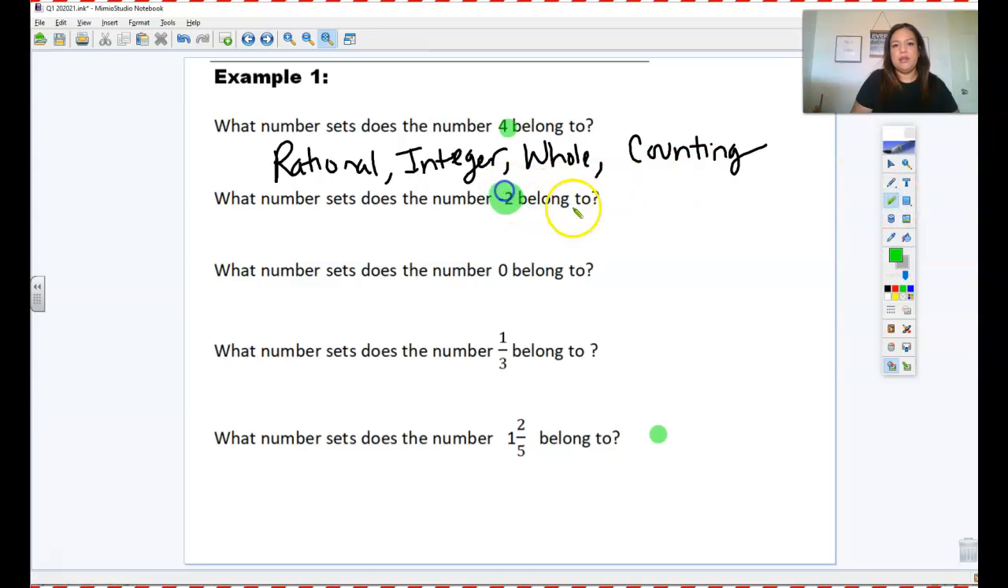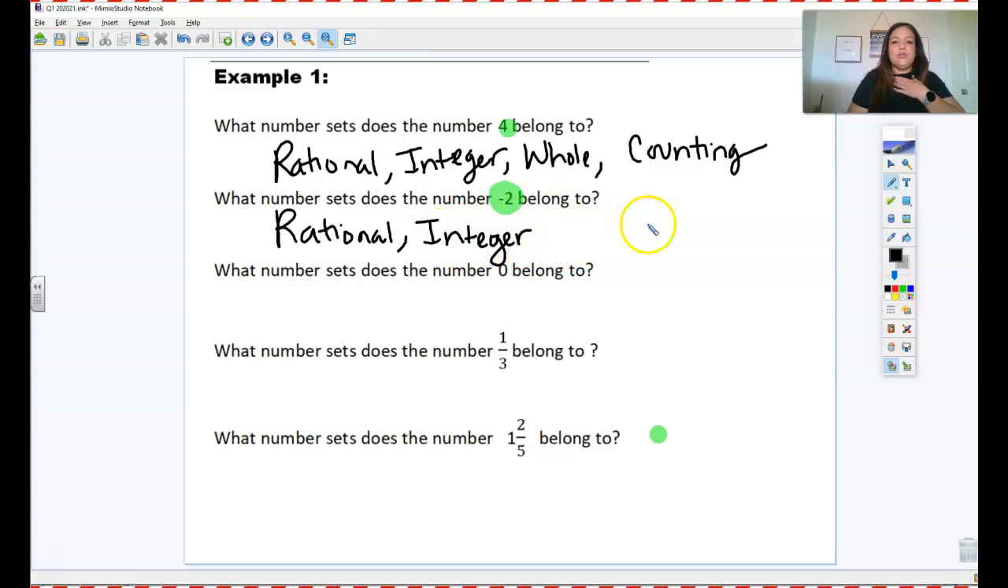What about the number -2? Now, the -2, I think, is an integer, but in order for it to be called an integer, it has to pass by the rational layer, okay? So it is rational, it is an integer. Does it get to move on to whole number? Nope, whole numbers doesn't include the negatives. So it's just those 2, okay?